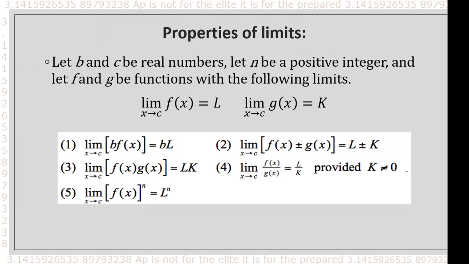Alrighty, so we're going to be talking about the properties of limits. Say we have some function we don't know that approaches c and gives us this limit L. And if we have a different function that approaches value c, it gives me this limit k. We can do certain things with it. If you're multiplying a constant times a function, you can factor that out and multiply it times the limit.